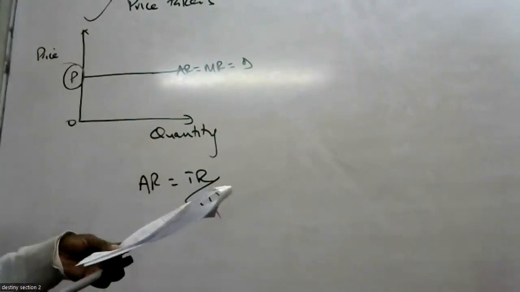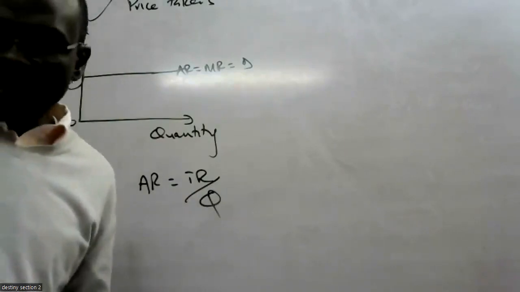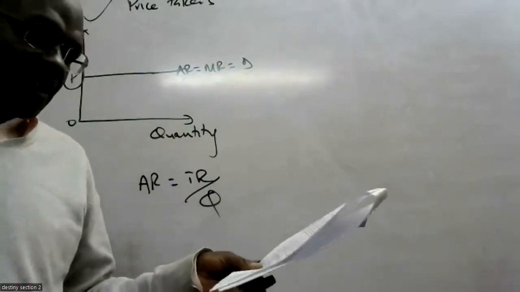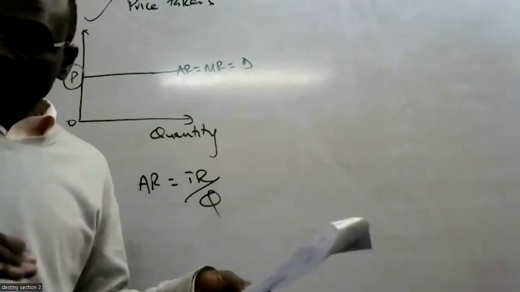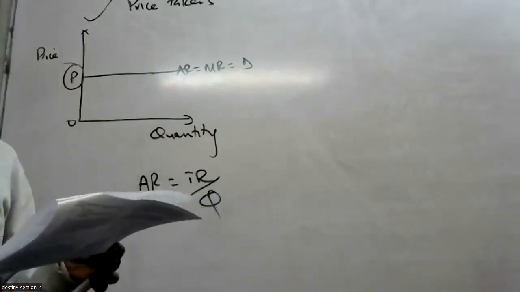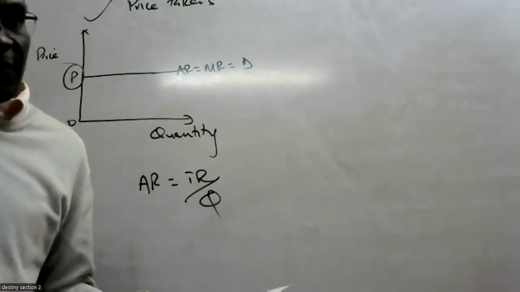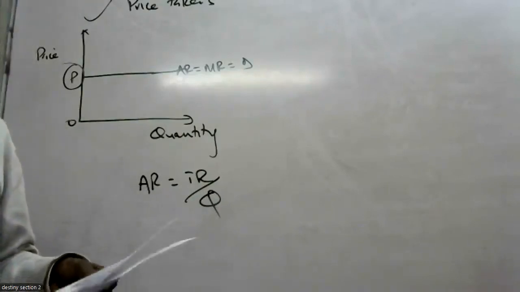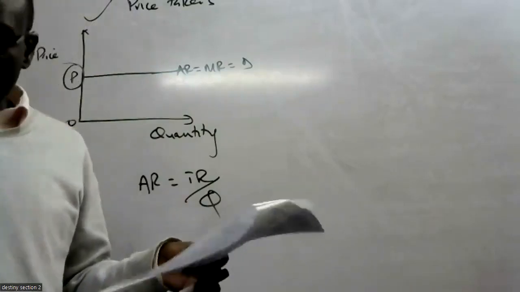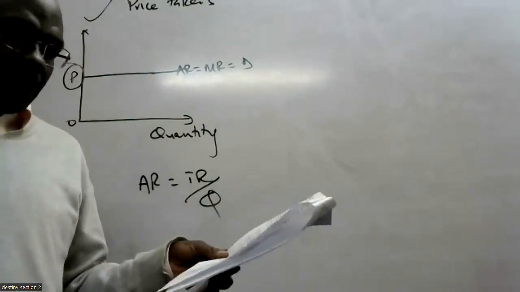Then, condition number 4, profit maximization. We'll assume that every firm has only one goal, to maximize profit. So the goal of the firm is to maximize profits, and there's no other goal pursued. Condition number 5, there is no government regulation. So we'll assume that the government does not interfere with the market. The market is left on its own. So there's no government intervention in form of imposition of taxes or even subsidies.